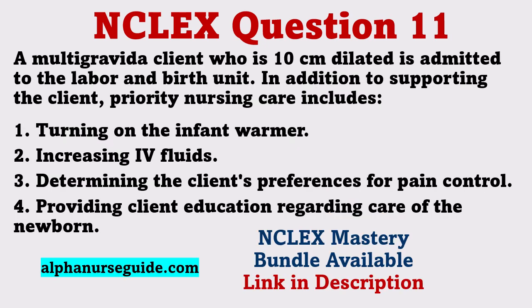A multigravida client who is 10 centimeters dilated is admitted to the labor and birth unit. In addition to supporting the client, priority nursing care includes 1. Turning on the infant warmer. 2. Increasing IV fluids. 3. Determining the client's preferences for pain control. 4. Providing client education regarding care of a newborn.